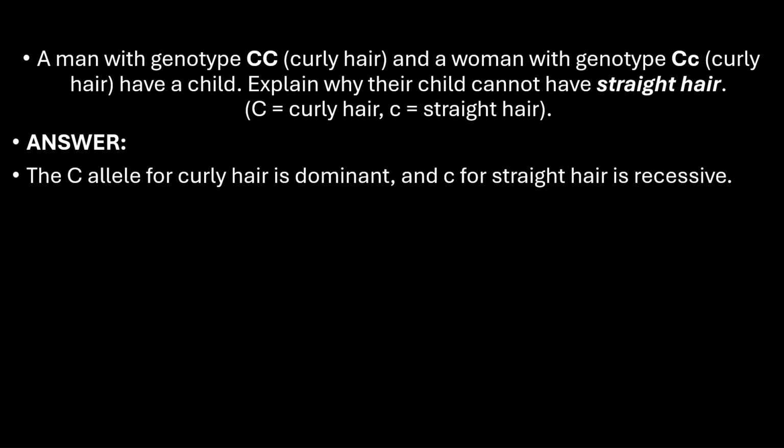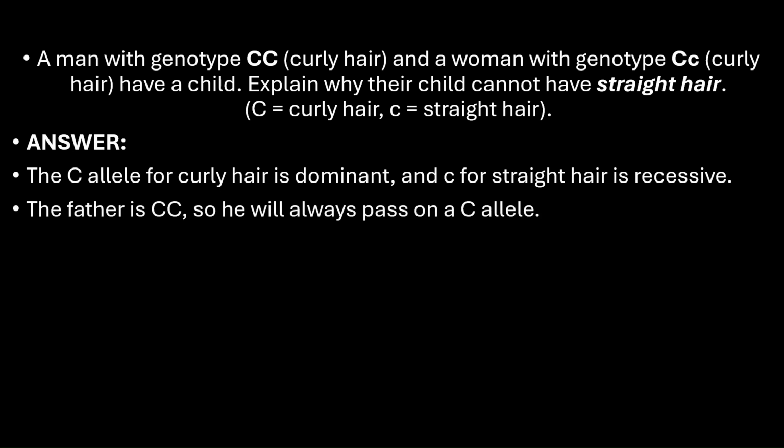The C allele for curly hair is dominant as it is given to you in the question. And the small letter c for straight hair is recessive. So you have to tell us which allele is recessive, which allele is dominant. This is to enable us to know that you understand the question. Then the father is homozygous dominant with two letter C. So he will always pass on a dominant allele, letter capital C, during fertilization and inheritance.